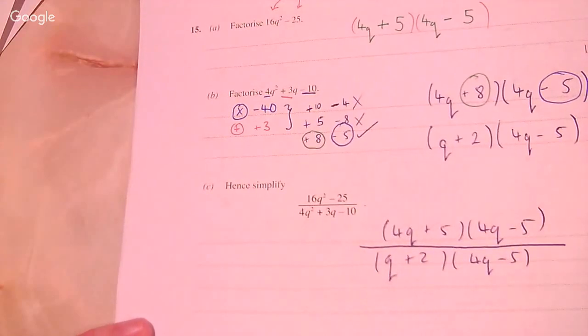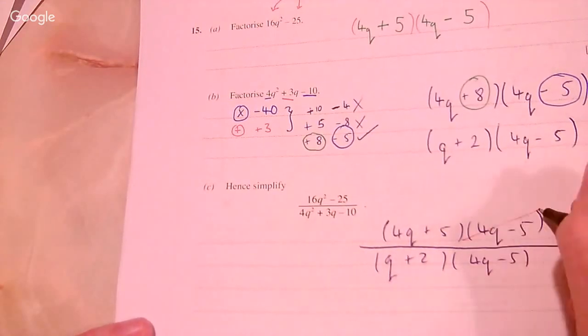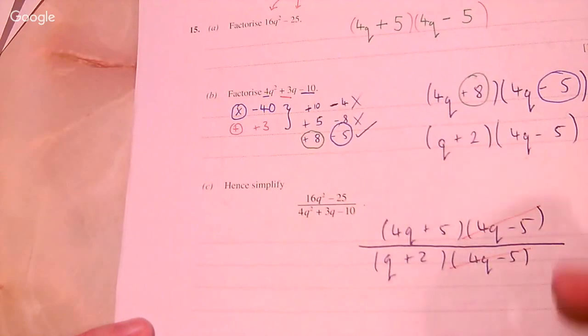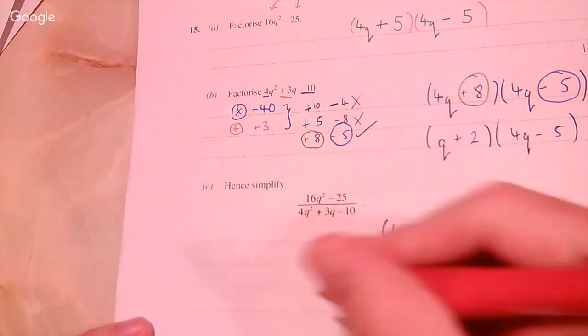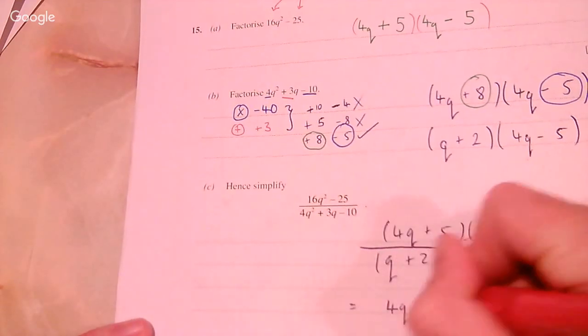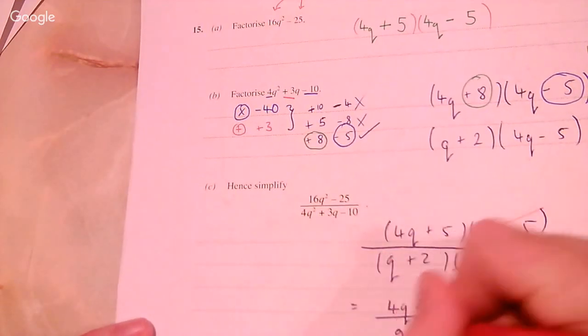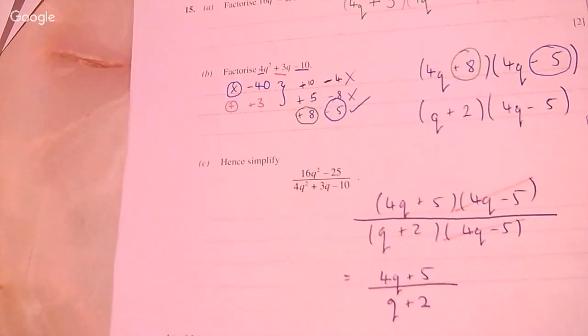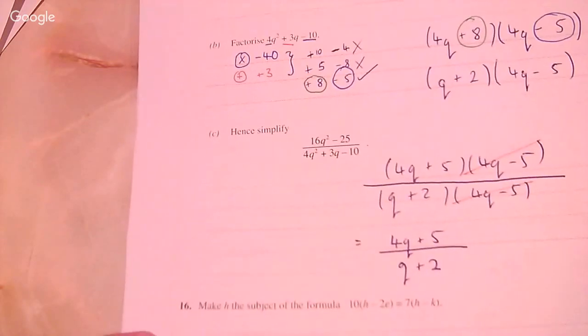Okay, now is there anything that's on the top and on the bottom? Yep. And because they're times, you can just divide effectively the top and bottom by 4q minus 5, but they just cancel out. And I eventually get left with 4q plus 5 over q plus 2. No cancelling now because they're not timesing anything on the top and the bottom.